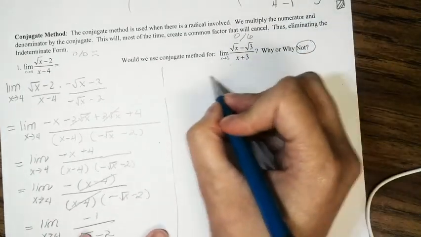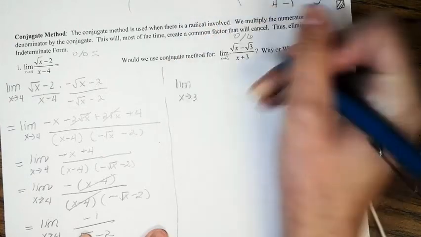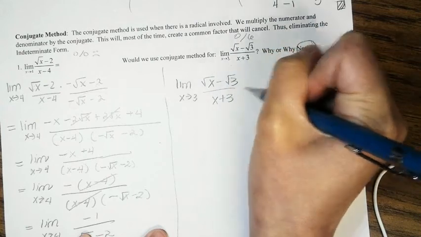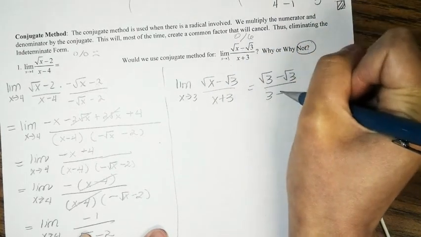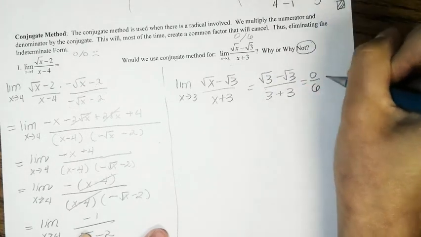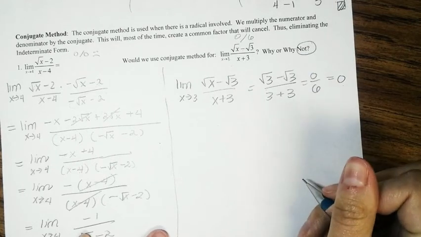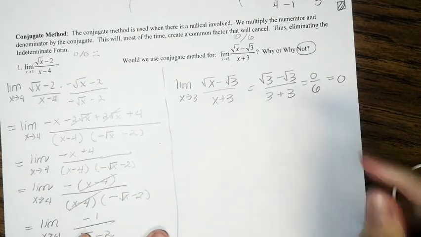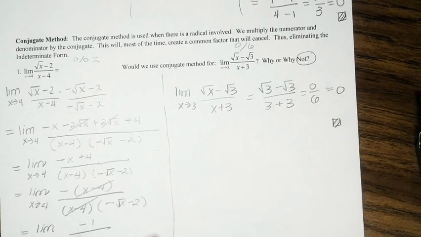What is that something? So we know that the limit when x goes to 3 of root x minus root 3 over x plus 3 is equal to root 3 minus root 3 divided by 3 plus 3. This is 0 over 6, and surprise, surprise, what's 0 over 6? 0. So you don't need to use the conjugate method, because when we evaluate the function at 3, we get a value, which in this case is 0. So your limit is 0.